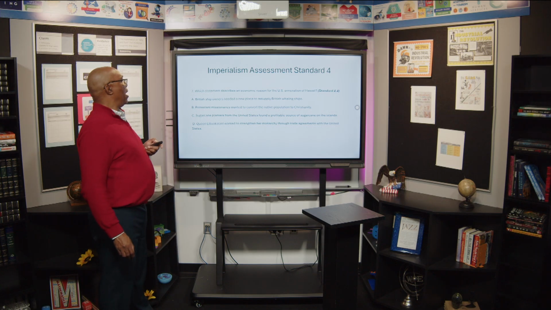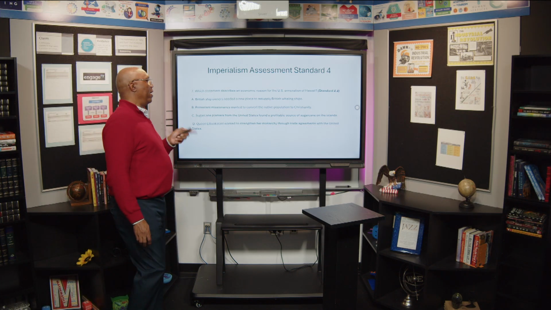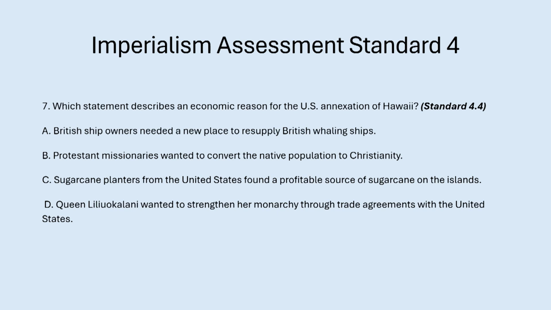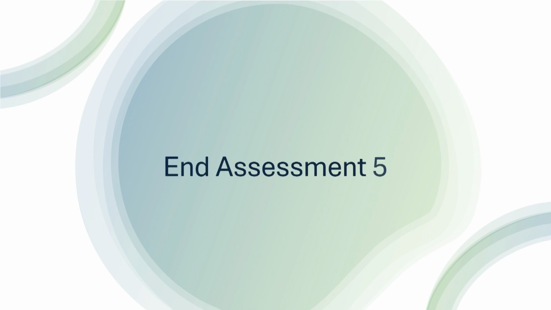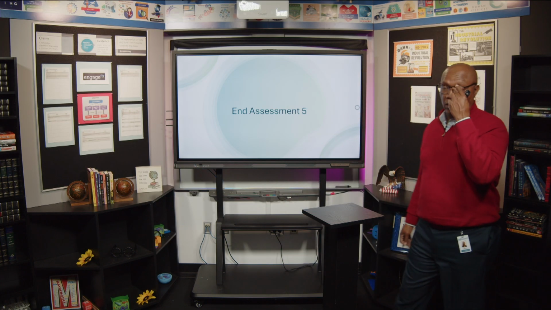All right, which statement describes an economic reason for the U.S. annexation of Hawaii? So money, economics, money. British ship owners needed a new place to resupply British whaling ships. Protestant missionaries wanted to convert the population to Christianity. That doesn't have anything to do with money. Sugarcane planters from the United States found a profitable source of sugarcane on the islands. Queen Liliuokalani wanted to strengthen her monarchy. Nope, they overthrew her. So the best answer is going to be either A or C. So why would we want to take over Hawaii to help Britain? Best answer is C.